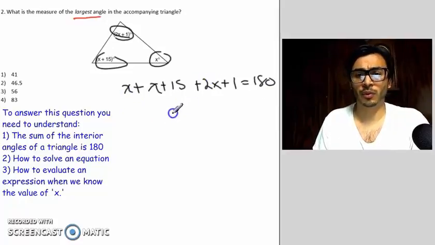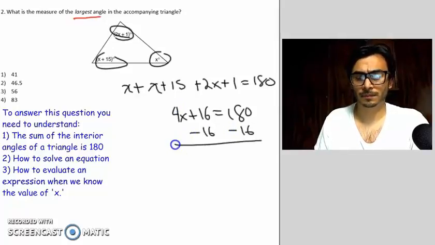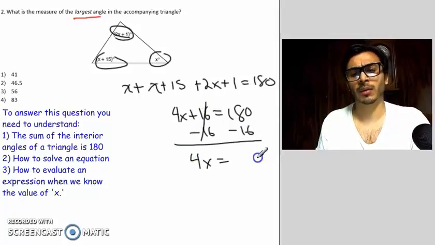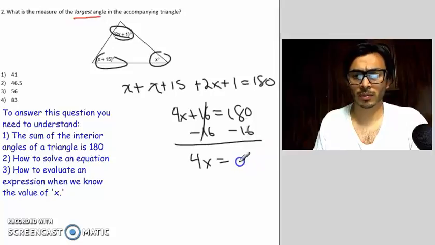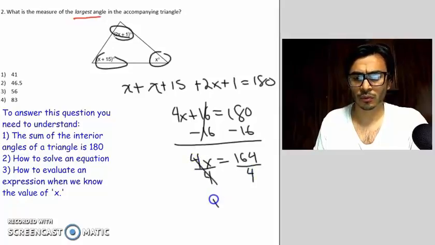x plus 2x, you get 4x plus 16 equals 180. Subtract 16 from both sides. We get 4x equals, what's 180 minus 16? That's going to be 164. Divide both sides by 4. And we're going to get x equals 41.